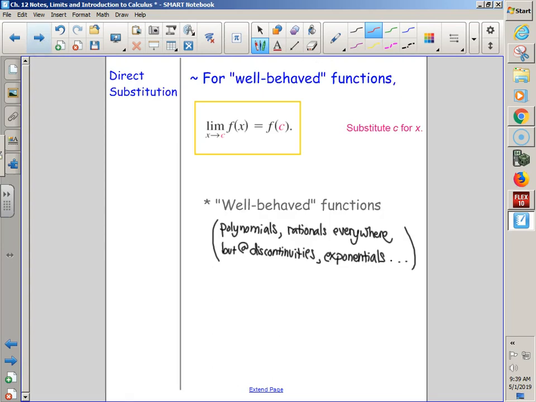So what are we doing right now? Nicely behaved, or well-behaved, fine. Well-behaved functions, check it. The limit as x goes to c of f of x is equal to f of c. All we have to do is substitute. Snazzy way of saying substitute. Plug it in, plug it in.